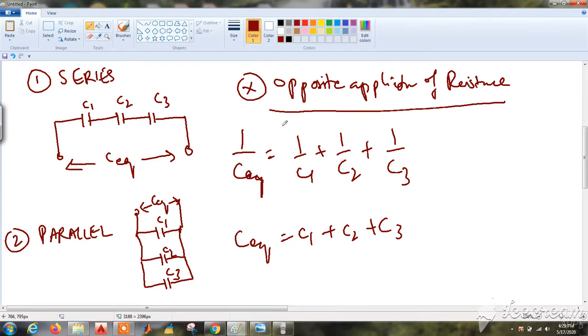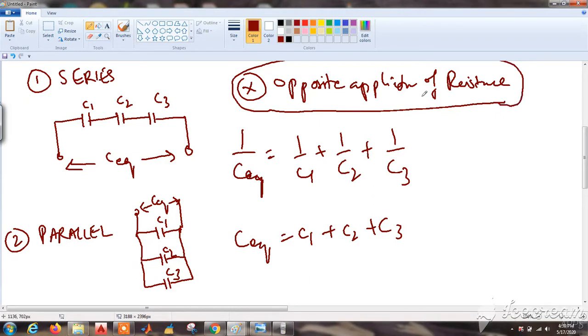We just have to remember one thing: we have to do exactly the opposite of what we used to do in resistors. When resistors were connected in series, we used to add them, and when resistors were connected in parallel, we used to take the reciprocal of them. Thus we see that we did exactly the opposite. Now let's apply this to the circuit given in the question.